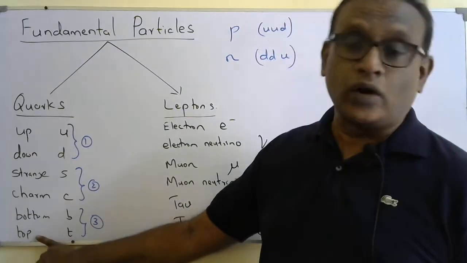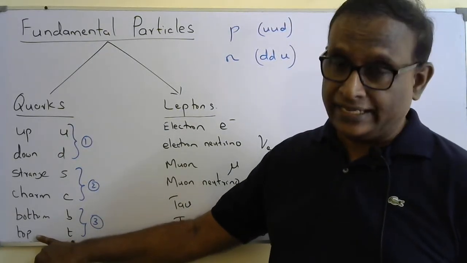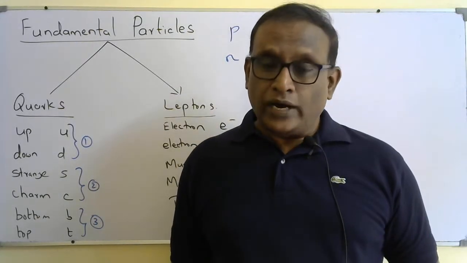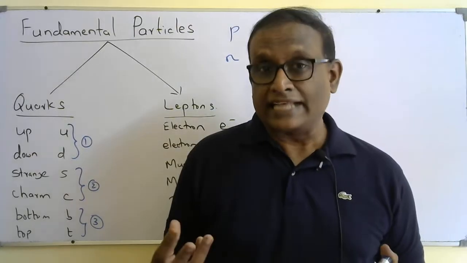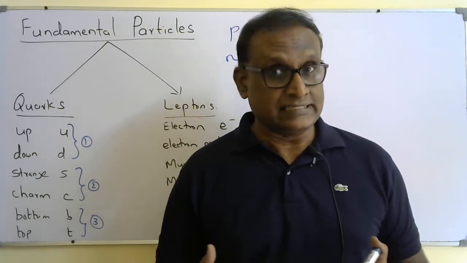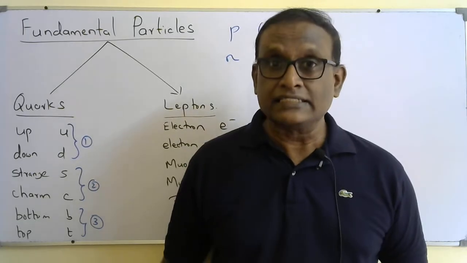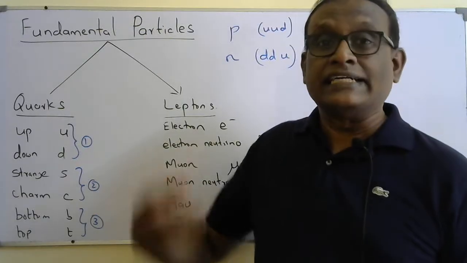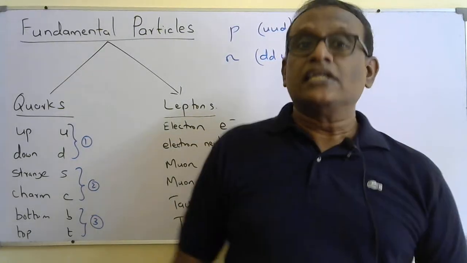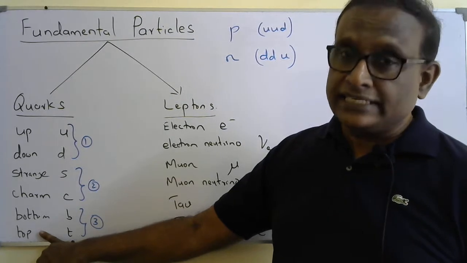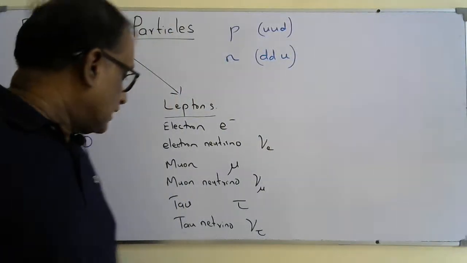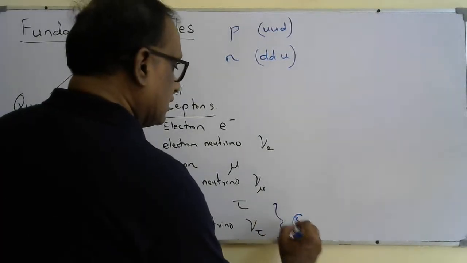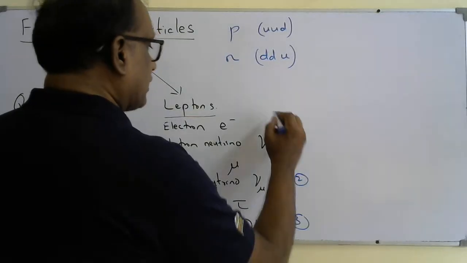But creating a top quark is not easy because its mass is very high. That means a large amount of energy is required, which means a particle accelerator that can give a large amount of energy. An advanced particle accelerator was required to create a top quark, because higher mass means higher energy is required. That's the reason it is a third generation particle. In the same way, tau and tau neutrino are also third generation. These two are third generation, these two are second generation, and these two are first generation.